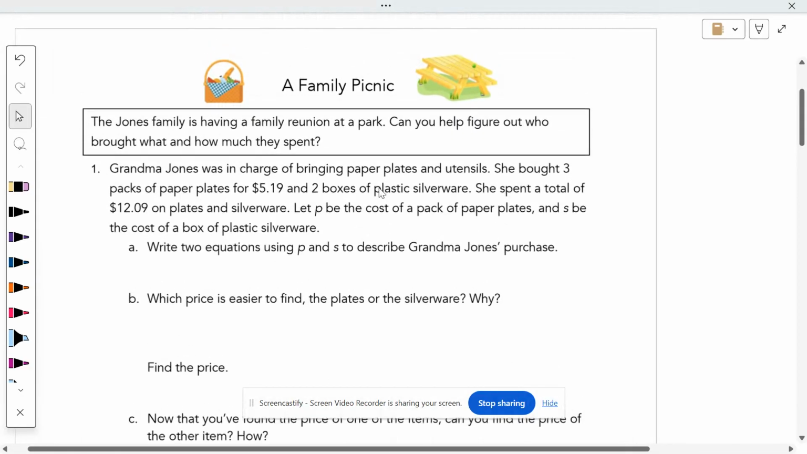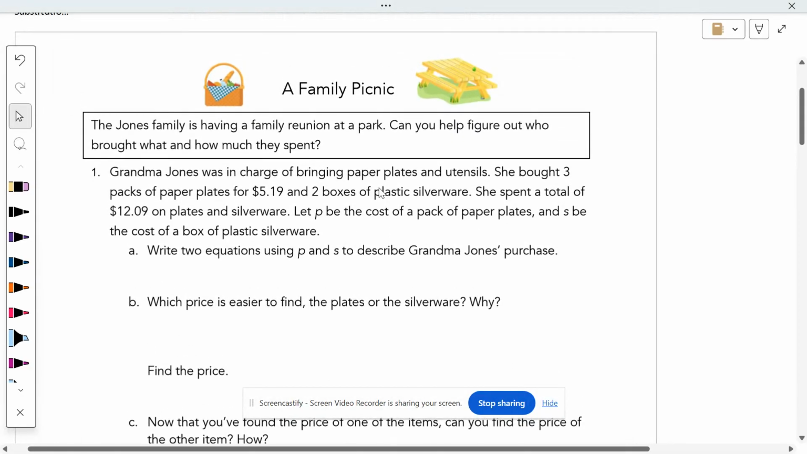All right. So this is our warm up after our 5.3 journal. The Jones family is having a family reunion at a park. Can you help figure out who brought what and how much they spent?